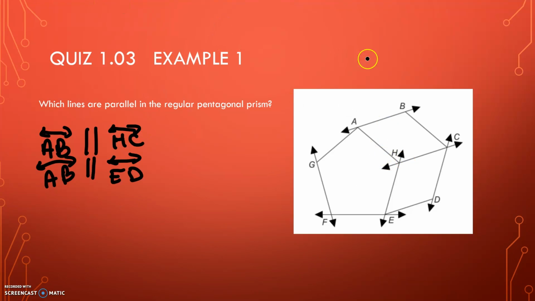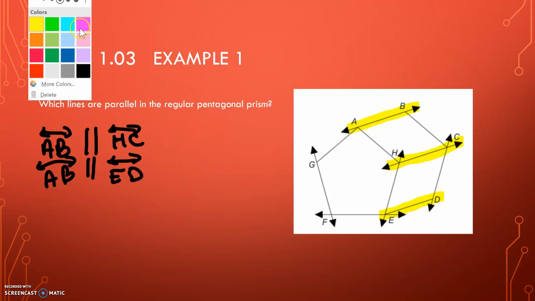Let's highlight those. So we just got these. Oops. Did not change my color. Sorry about that. There we go. So we got those lines are all parallel to each other. Alright, let's find some other ones. We're going to mark these in pink.